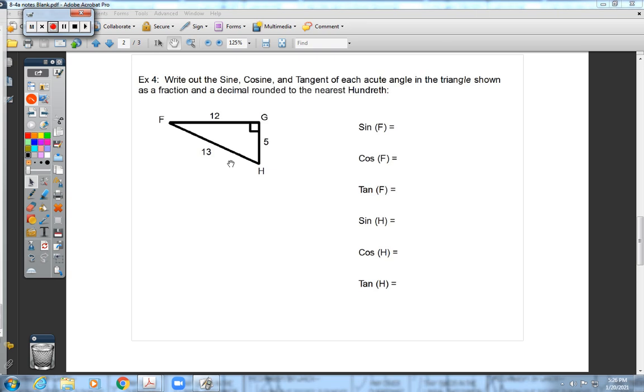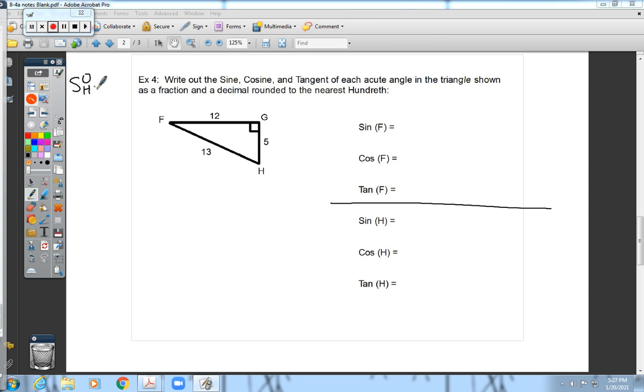we're looking here at example 4, which reads: write out the sine, cosine, and tangent of each acute angle in the triangle shown as both a fraction and a decimal rounded to the nearest hundredth. Now, as previously stated, this is really 2 separate problems. We need to write out the sine, cosine, and tangent of angle F, and then the sine, cosine, and tangent of angle H.